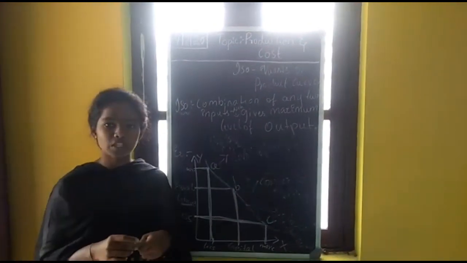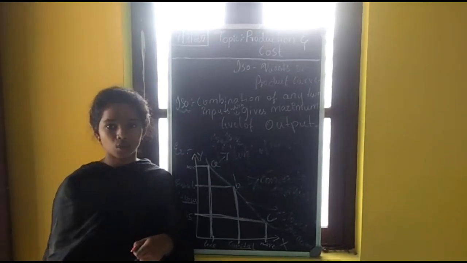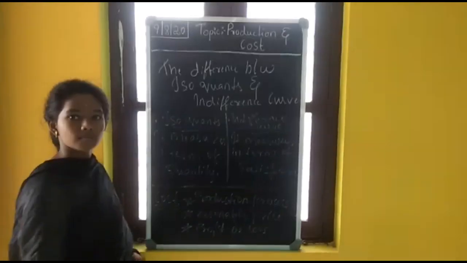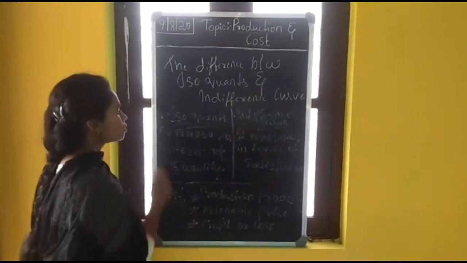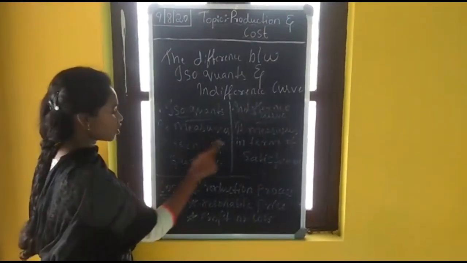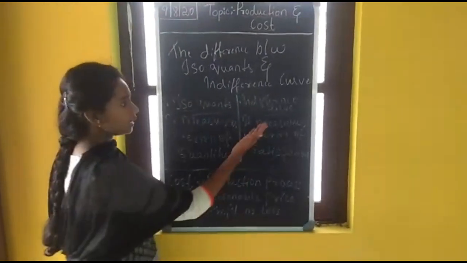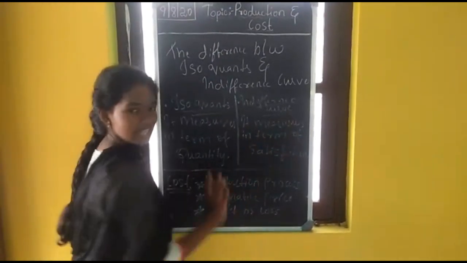Next, we are going to see the difference between indifference curve and isoquants. So what is isoquants? It measures in terms of quantity. The indifference curve measures in terms of satisfaction.